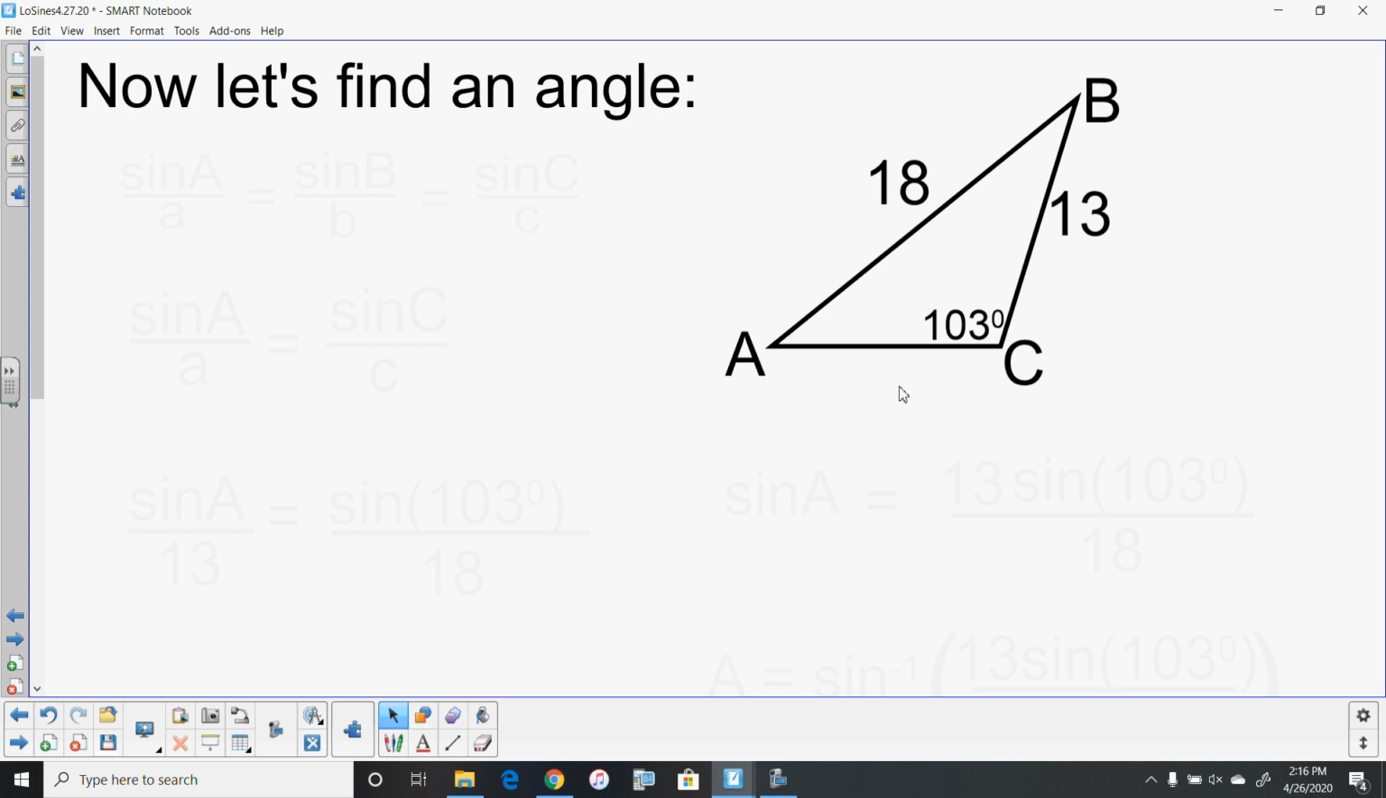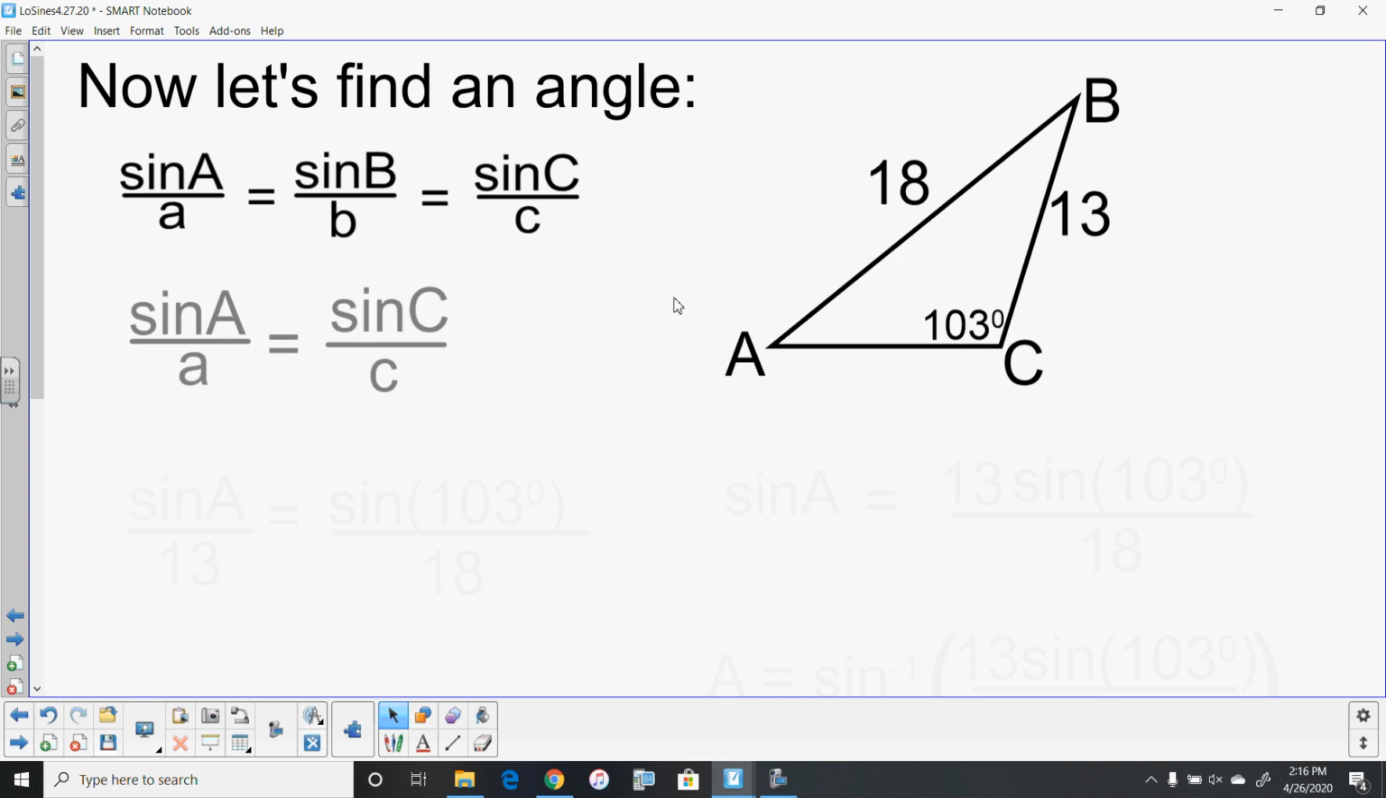As for now, this is a situation because I know the length of the side across from 103, and I know the side next to 103, we can use the law of sines, okay? So we're solving for an angle, so I don't need this whole extended proportion. I'm only going to use part of it. And like I said, because we're solving for an angle, I'm going to put those angle expressions, or sine of the angle, on top of the proportion.